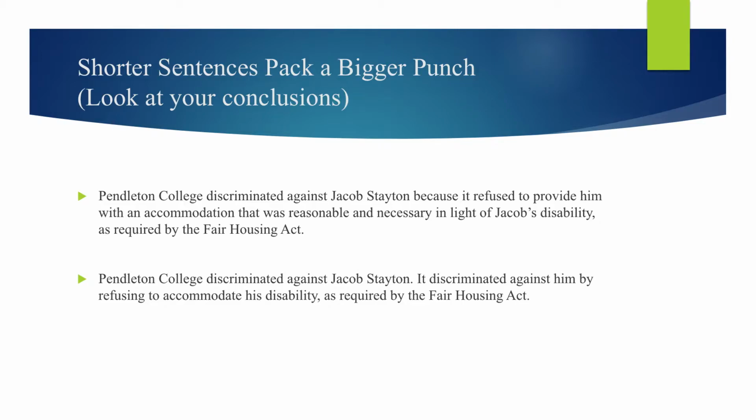It discriminated against him by refusing to accommodate his disability as required by the Fair Housing Act. Note that second sentence serves as a substantive transition. That first part does it: it discriminated against him by refers back to the old information from the first sentence and introduces the new information about how it discriminated against him. It gives the writer two opportunities to say that Pendleton College discriminated against Jacob, right? Pendleton College discriminated, it discriminated against him. That has a real persuasive effect.